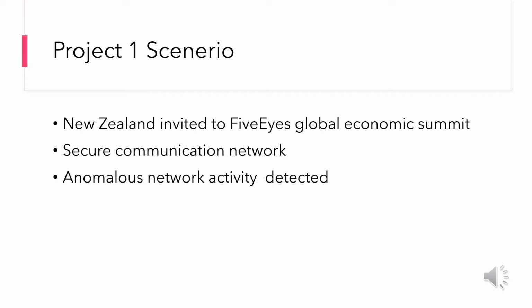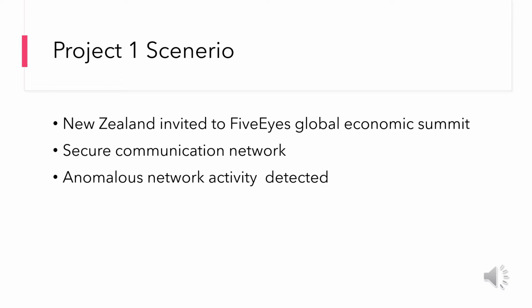In Project 1, the Information Security Branch of the New Zealand government was invited to the Five Eyes Global Economic Summit in the United Kingdom. The team was put in charge of creating a secure communication network. This network would be specifically for New Zealand. Other nations would be creating their own.